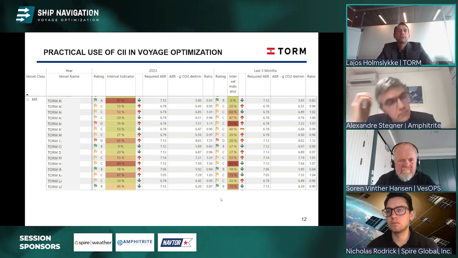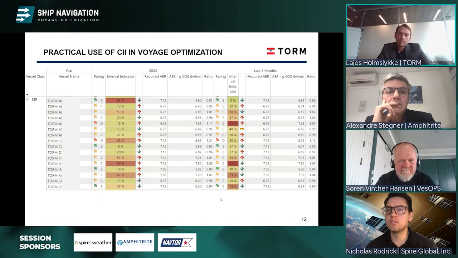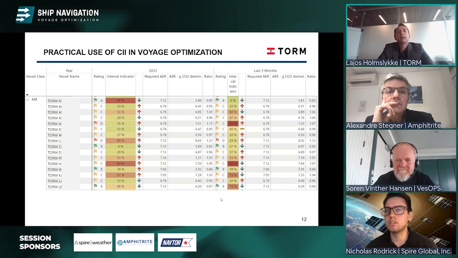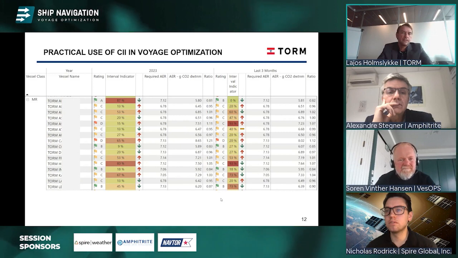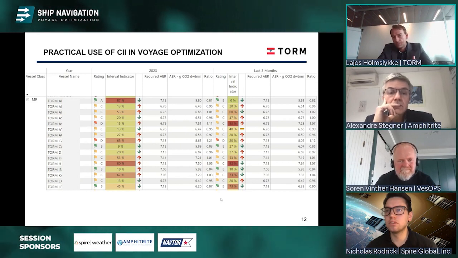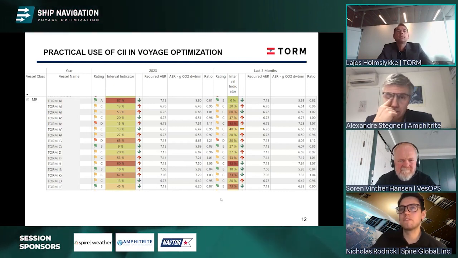Since this conference is also about CII, how we work with CII besides trying to optimize our voyage is that we look at each of our vessels bi-weekly at present. Over time, we will probably look at it a little less, but at present, we look at our vessels bi-weekly in order to understand if any of our vessels are increasing in the CII rating. As you can see on the screen, we have one vessel in a D, and then we need to understand why it is in a D.